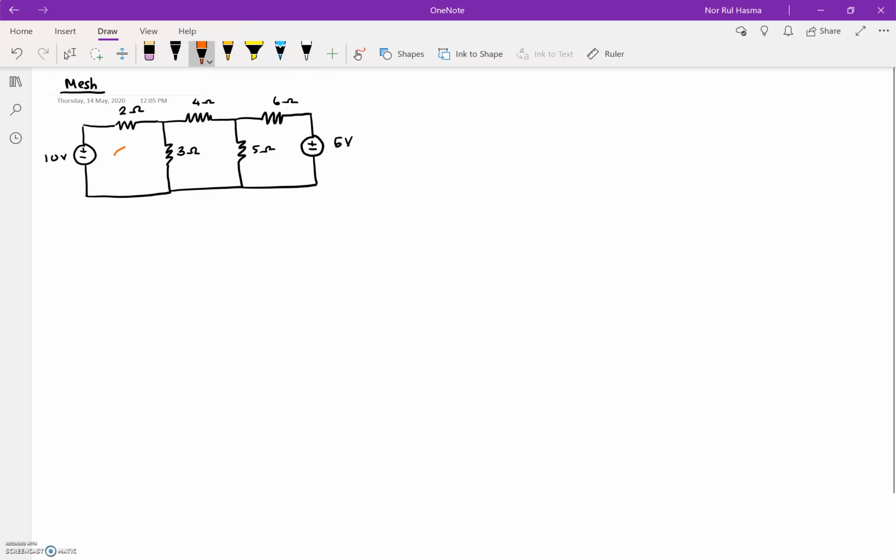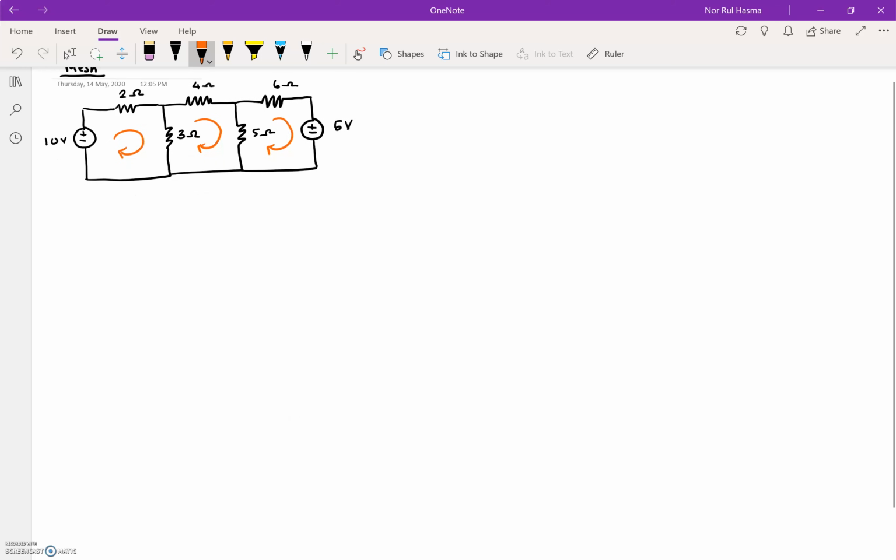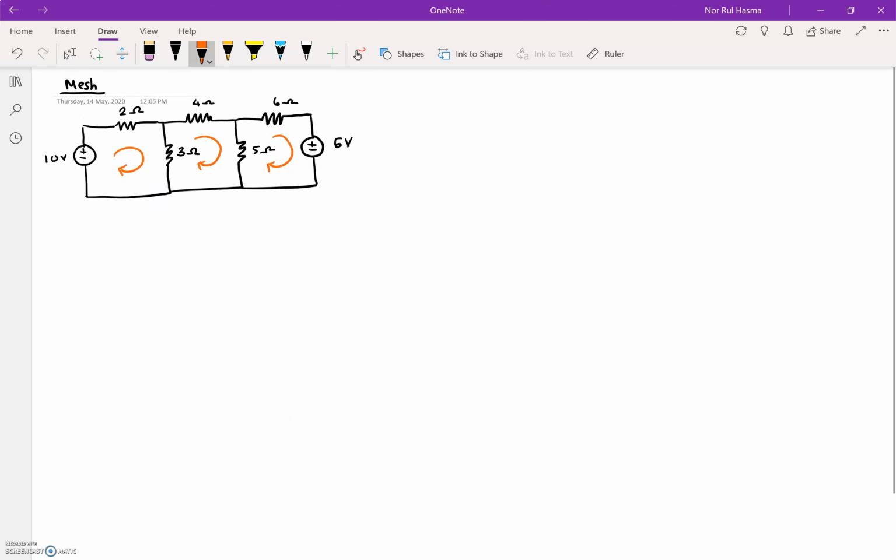So firstly, besides the loop, the number of loops. As shown here, the circuit does not consist of any dependent source, nor a super mesh. So just mark with I1, I2, and I3. And after you have done this, you just calculate the number of equations. So the number of loops is equal to the number of equations.